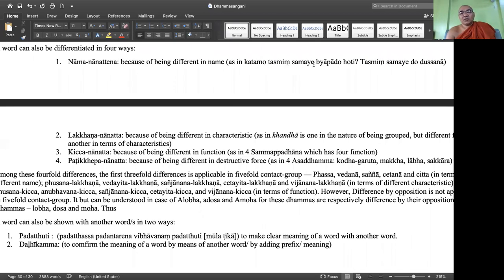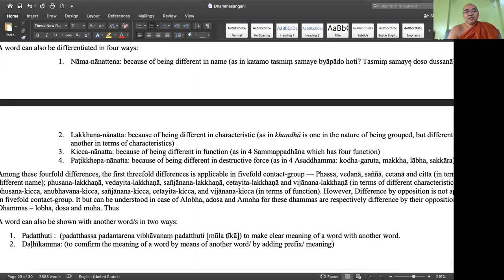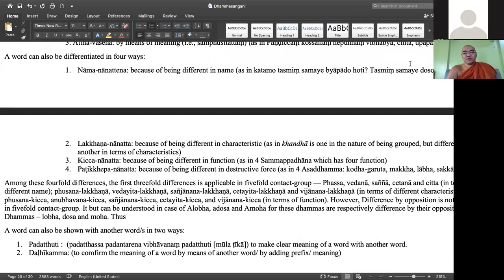Kadamo tasmim samaye vyabhara hodi. So the Buddha talked about the vyabhara at that time. With a different name the Buddha gave, dusana, tasmim samaye doso, here doso. So kodo is there, but doso is replaced. That kind of difference also. Synonymous terms the Buddha provided, information regarding the nature of that mentality.